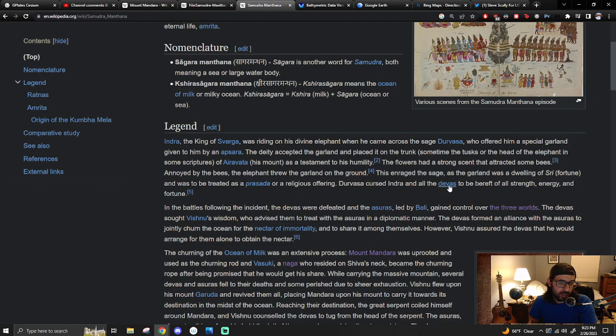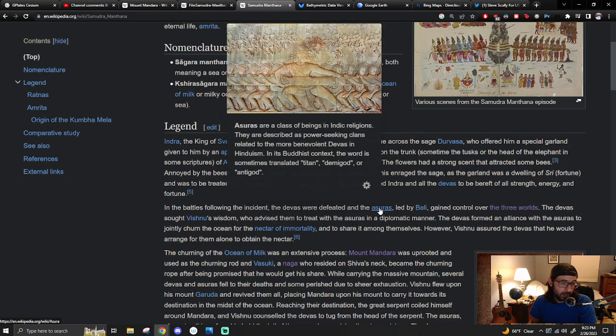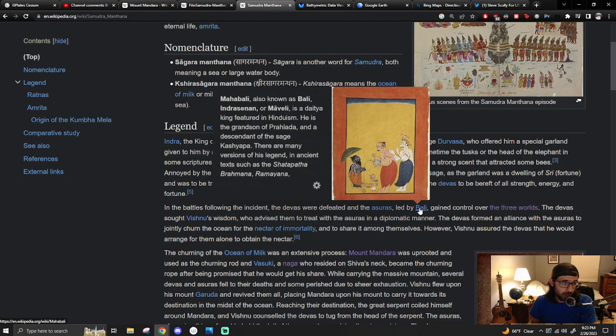He also cursed Indra and all the devas to be bereft of all strength, energy, and fortune. In the battles following the incident, the devas were defeated, and the asuras, which I take to be like the fallen angels, I guess, led by Bali, described as the anti-god, titan, demigod. Mahabali, also known as Bali, is a Daitya king featured in Hinduism.